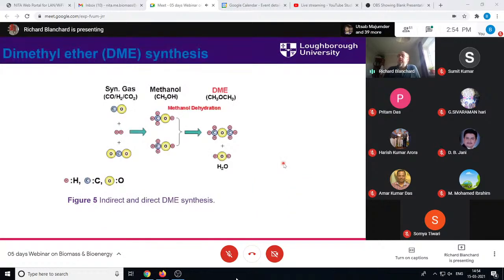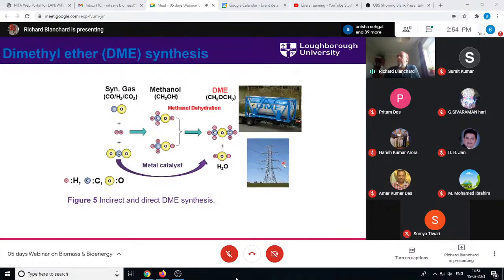So the dimethyl ether production then. Again, this is a process of taking gas with methanol and actually producing dimethyl ether, and that's the output, producing diesel fuel, and also generating some electricity, and again making use of catalysts to do this.